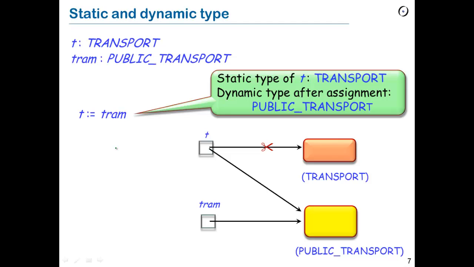We can apply these notions to the previous example. Nothing new here, just an illustration of the previous concepts. Remember that we had T of type transport, tram of type public transport. T, as a result, has the static type transport. And if the assignment shown here is executed, then at that particular point in the program execution, T will have the dynamic type public transport.